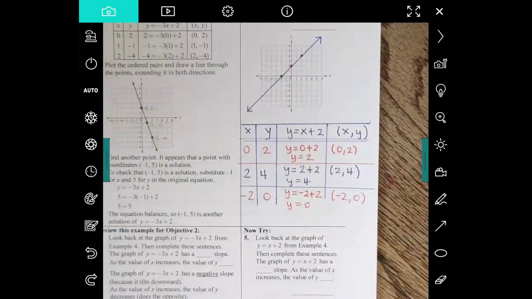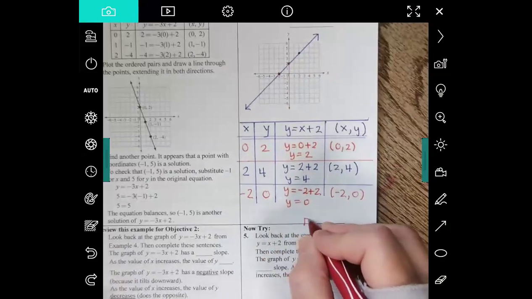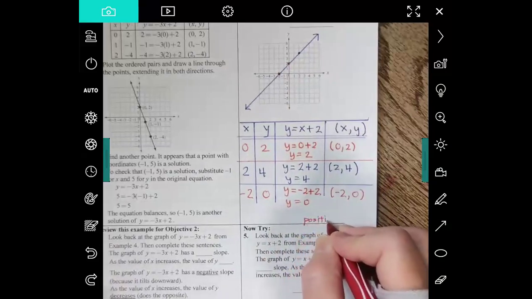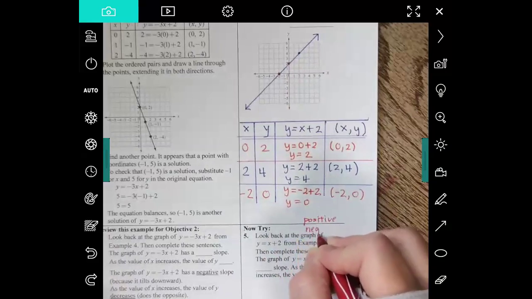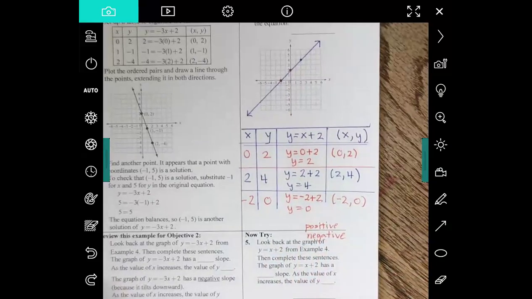Okay. Look back at the graph of x plus 2 from example 4. This one. Then complete these sentences. Okay, so we're looking at this graph to complete this sentence. The graph of x plus 2 has a, okay, now they just want us to say if it has a positive or a negative slope, a positive or a negative.